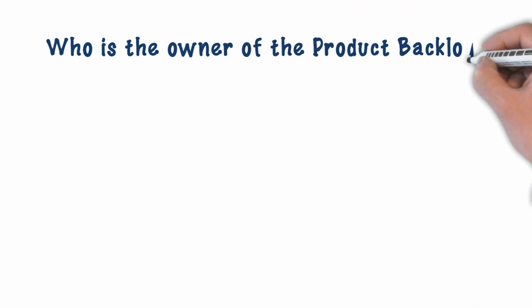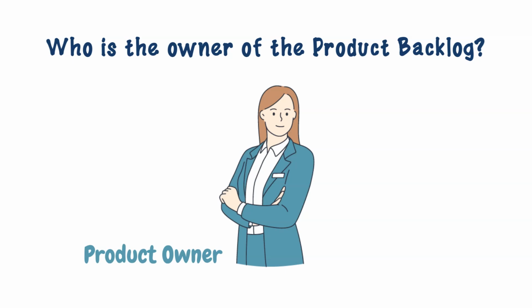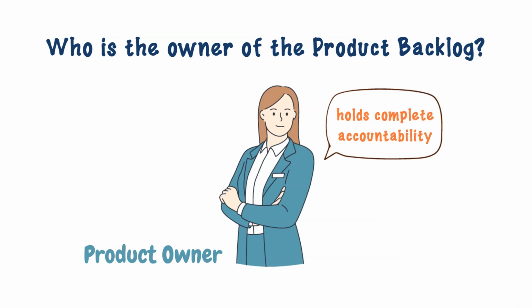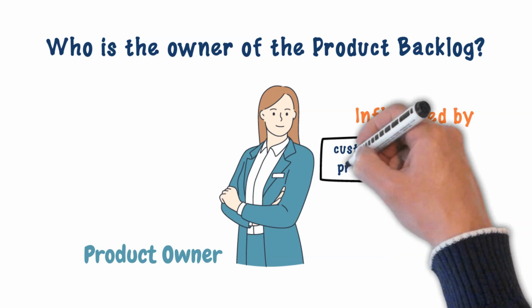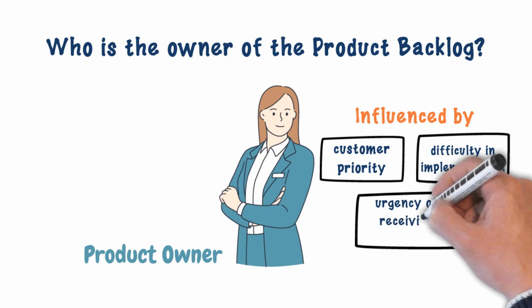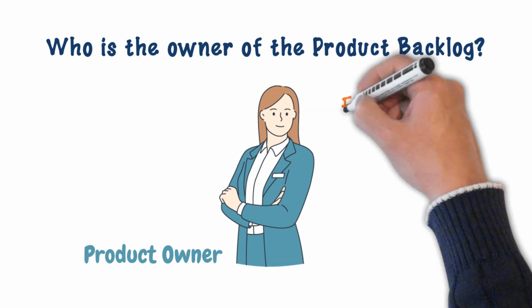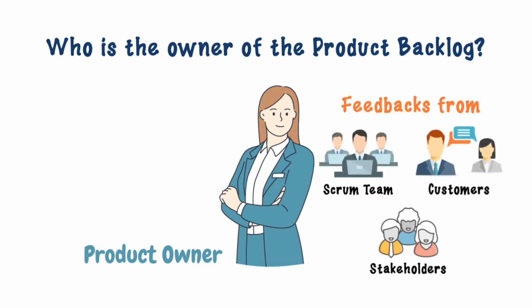Who is the owner of the product backlog? The product owner is responsible for the product backlog. But the whole cross-functional team together works on the backlog to keep it ready. So, when it comes to maintaining and organizing the product backlog, the product owner holds complete accountability. While ordering the backlog, the product owner may get influenced by customer priority, difficulty in relative implementation, the urgency of receiving feedback, etc. An efficient product owner will look to the Scrum team, customers, and other stakeholders to optimize product delivery.